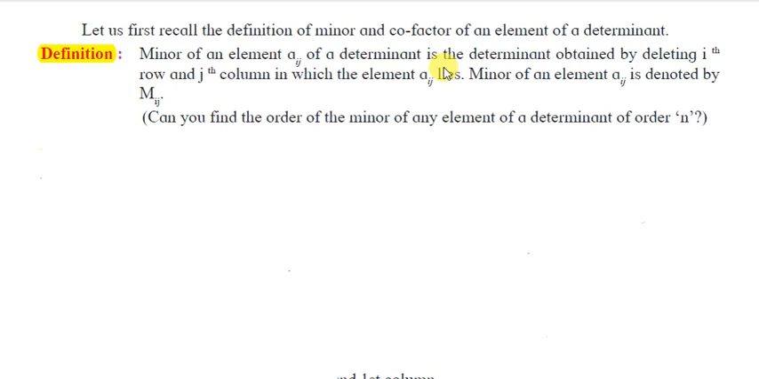It means for finding minor Aij, the respective ith row and jth column we have to delete, and the remaining value we have to write in terms of determinant, and that determinant we have to expand. That expanding answer will be defined as the minor of element Aij, that is Mij.